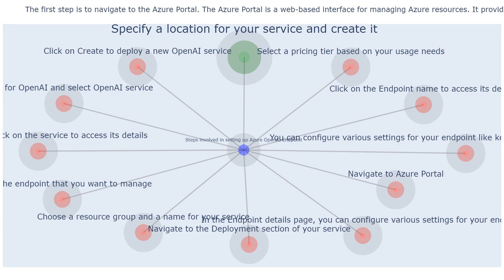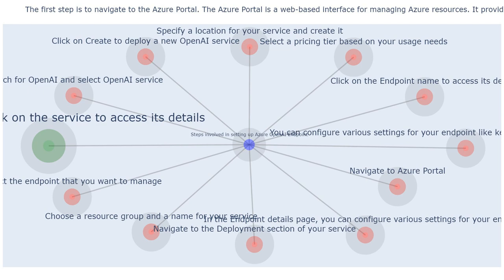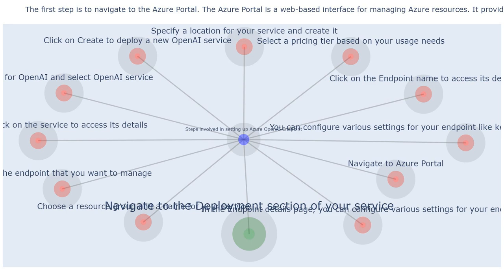This will create a new Azure OpenAI service instance in the specified location. The location of your service will impact its performance and latency. Once your service is deployed, click on it to access its details. This will take you to the Services Details page, where you can view information about your service, including its configuration and usage. Navigate to the Deployment section of your service.